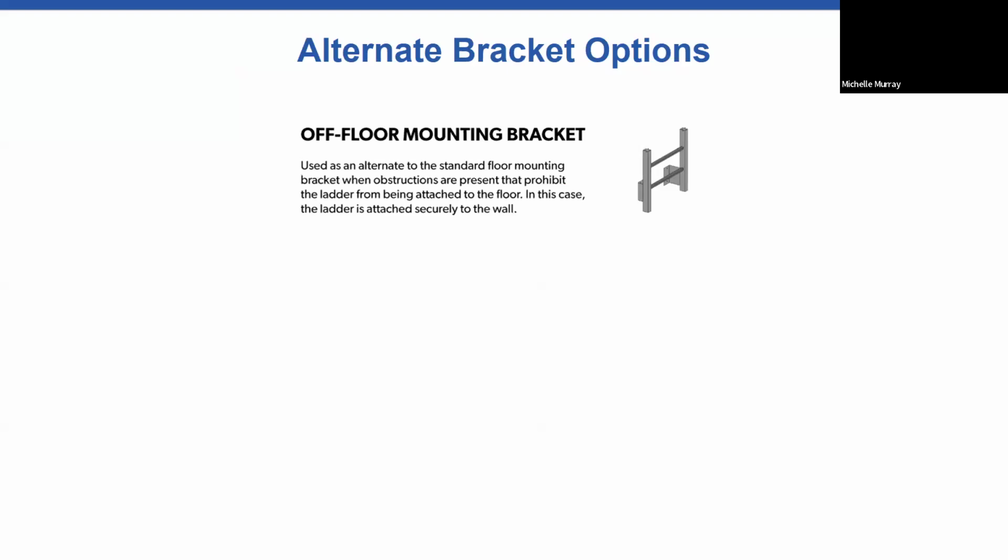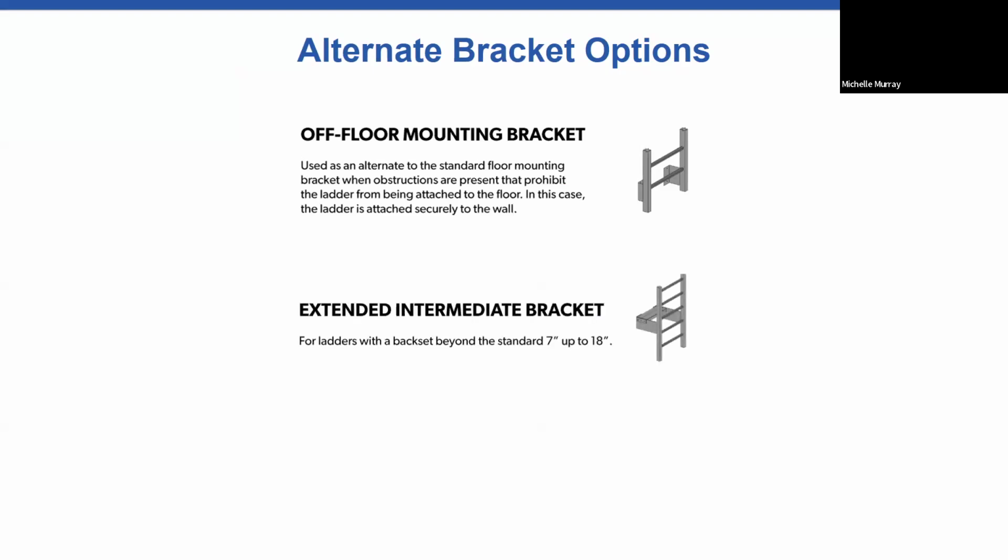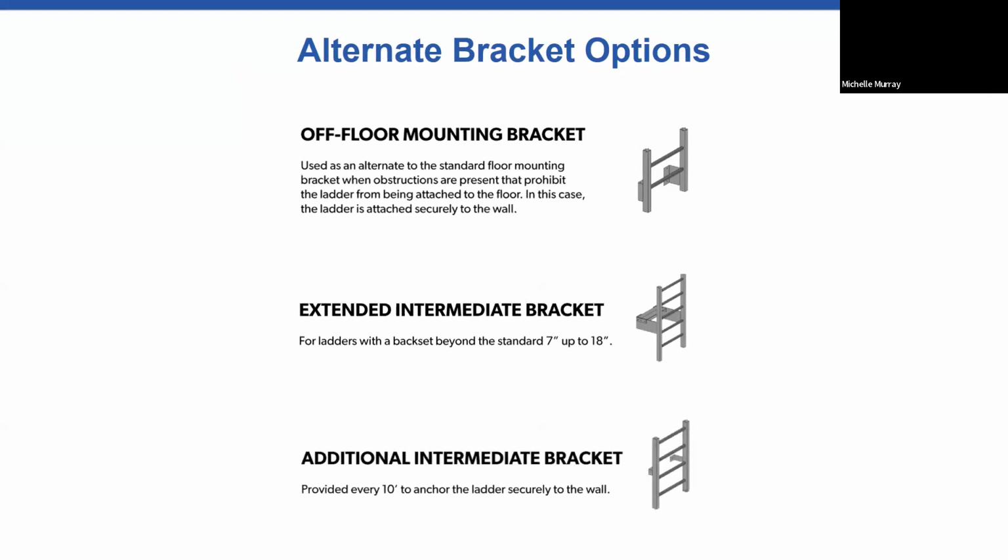You could have the off-the-floor mounting brackets used as an alternate to the standard floor mounting bracket when obstructions are present that prohibit the ladder from being attached to the floor. In this case, the ladder is attached securely to the wall. There are also extended and intermediate brackets for ladders with a back set beyond the standard 7 inches up to 18 inches, and an additional intermediate bracket provided every 10 feet to anchor the ladder securely to the wall.